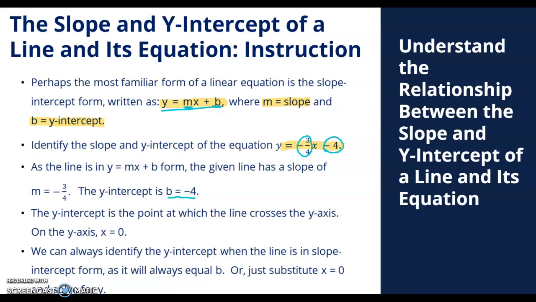The y-intercept is the point at which the line crosses the y-axis. And on the y-axis, x is equal to 0. So in other words, if you want to find the y-intercept given the equation of a line, you can also just set x to be equal to 0. So if x here is equal to 0, then this term here becomes 0. So the y is equal to negative 4. That gives you the y-intercept.